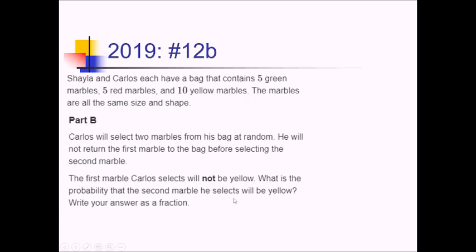So we have to take things as they're already given to us. We're already given that Carlos has picked a marble that's not yellow. So we're looking for a conditional probability. We are looking for the probability of yellow given that not yellow has already been picked. Well, how many marbles are yellow? 10 of them, and 10 are not yellow. So that means that if he's already picked one that's not yellow, then we have 10 yellow marbles still available to pick from. And we have overall 19 marbles left. So then our probability would be 10 over 19, and that's it.